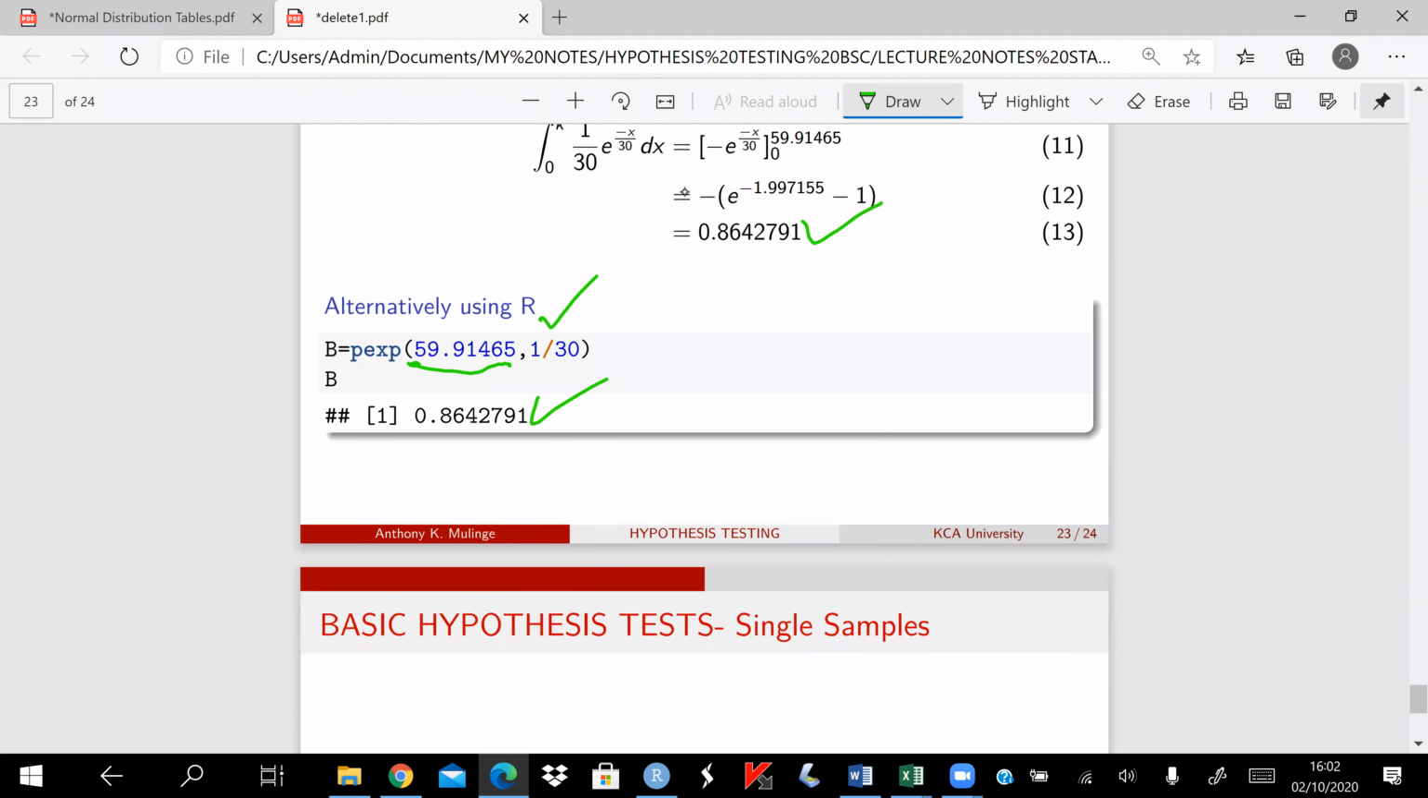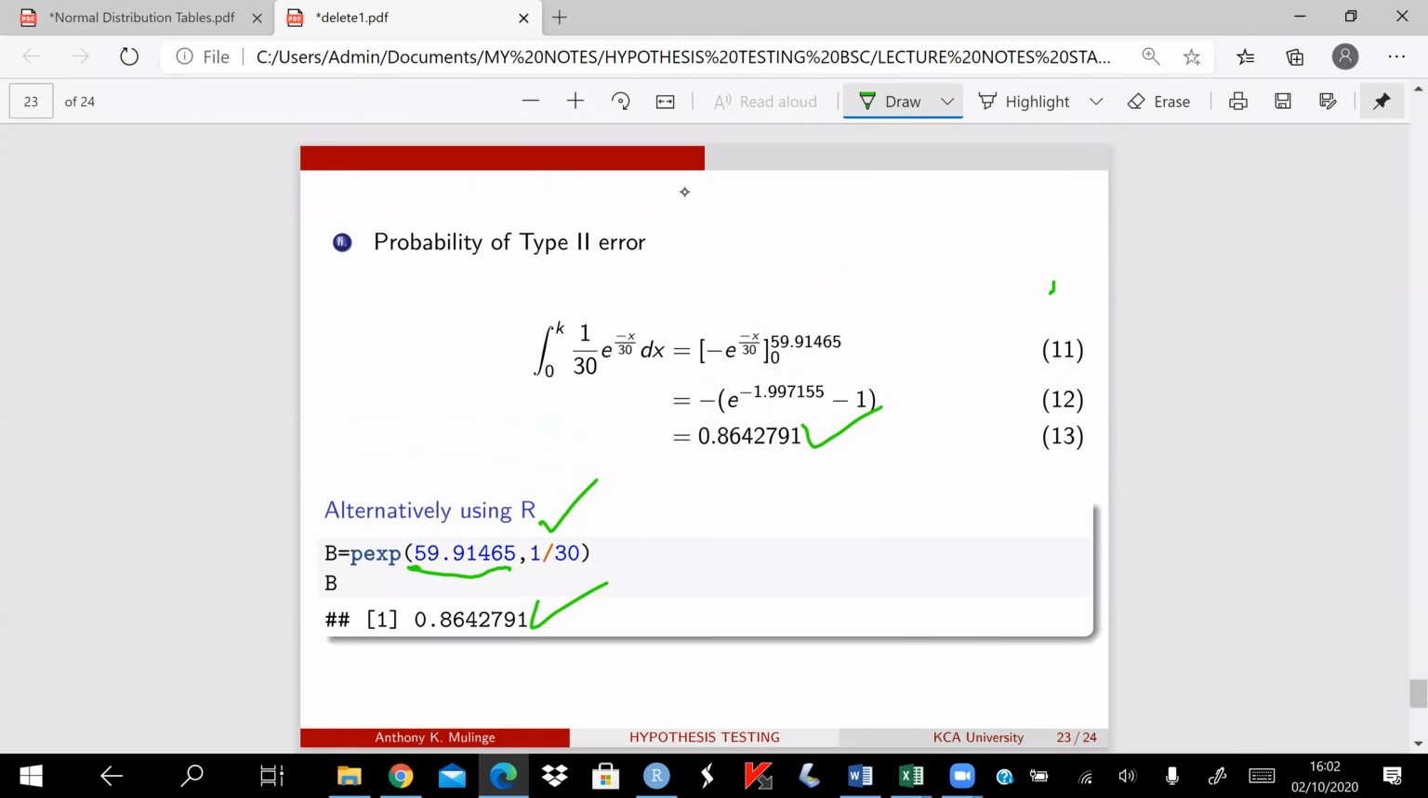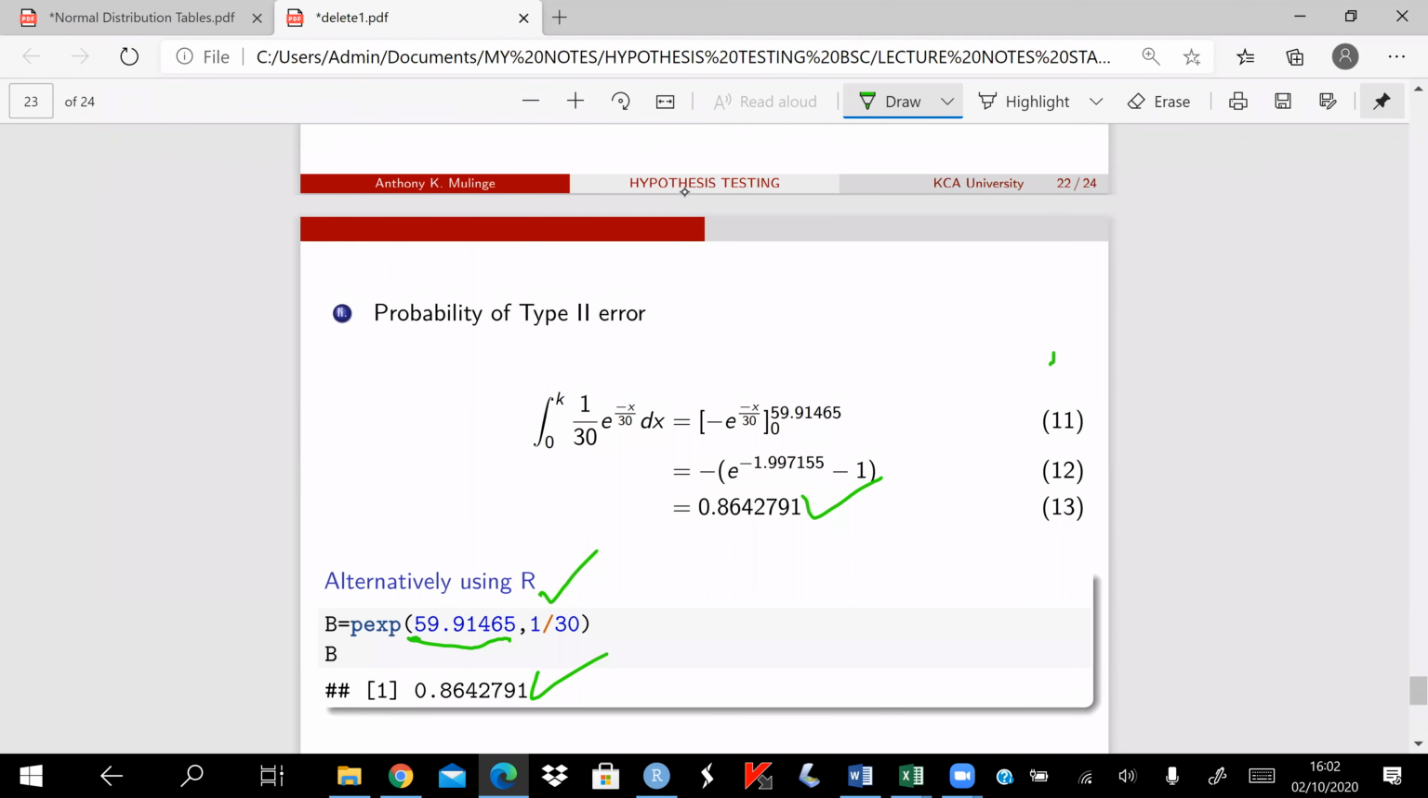Okay, so basically that is it. That is the bit that I wanted us to cover in today's class. The p-values are quite important, and also the likelihood ratio tests are very important. So you are very much advised to note those two concepts.